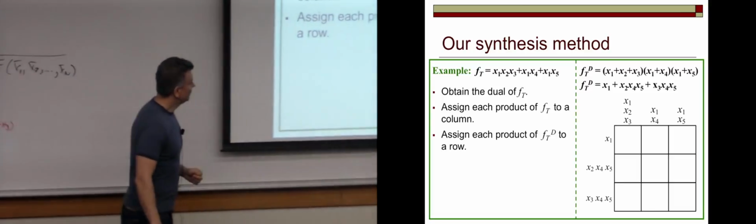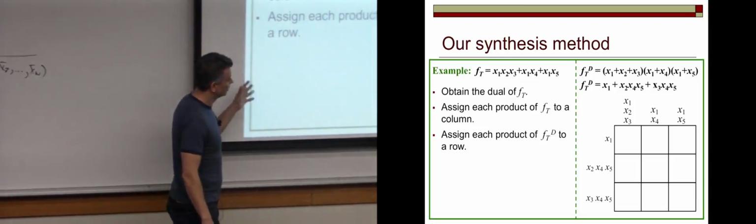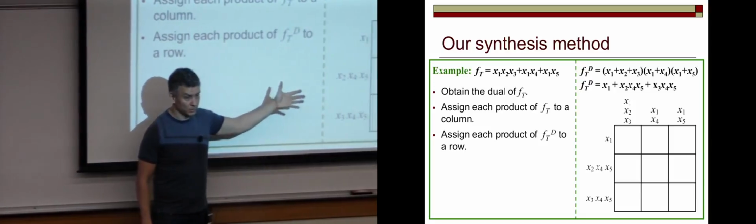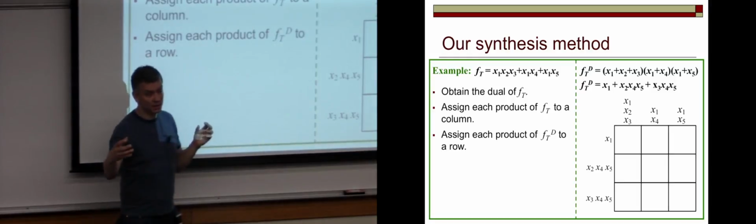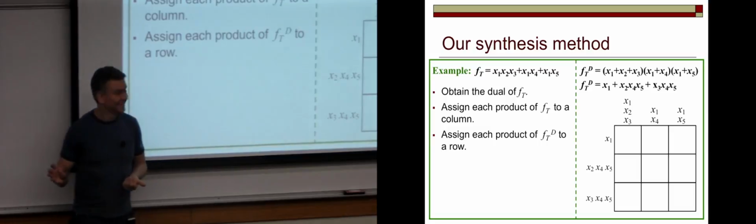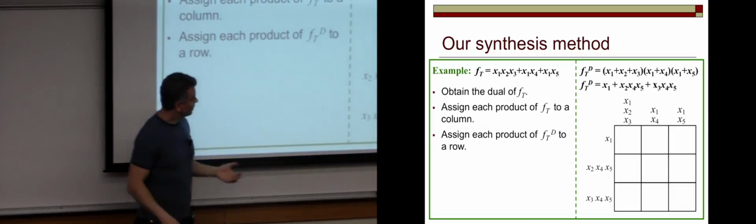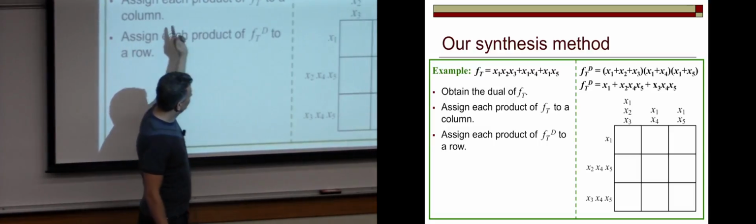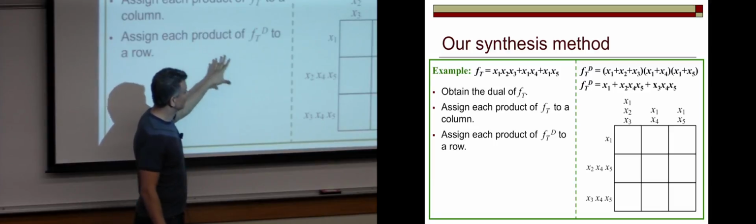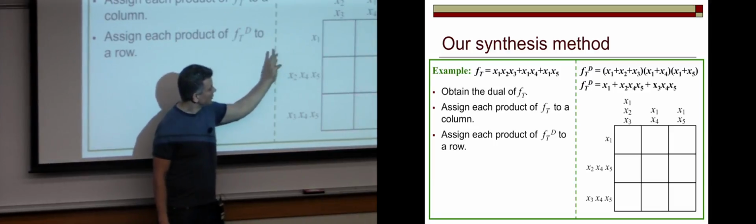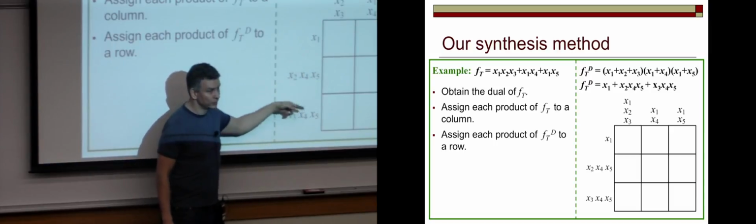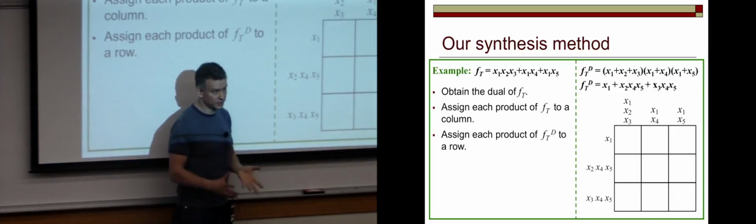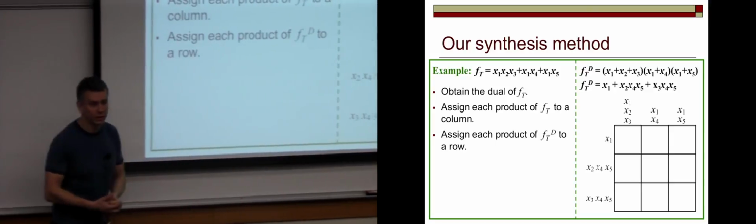And then we're going to assign each product of the dual to a given row. So implicit in what I've done here is I took the dual function and I multiplied it all out to get it back into a sum of products form. Am I losing some of you guys? So what we have here is two functions, the function and its dual, both in sum of products form, where I label the columns with the terms from the function, and I label the rows with the terms for the dual. Just the labeling. Okay, now, can anyone guess what I do?